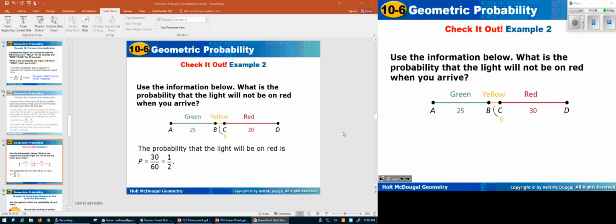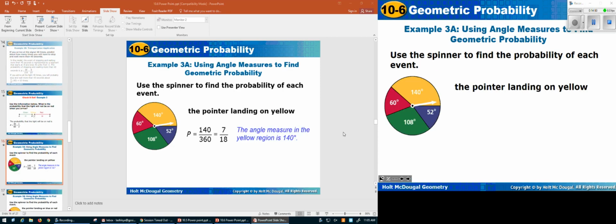Any questions on distance? Okay, this is the same exact thing, except it's just greens, yellows, and reds, so I'm not going to work it. It's the same thing, though. It's just a line segment. Okay? So then come see me in Encore.